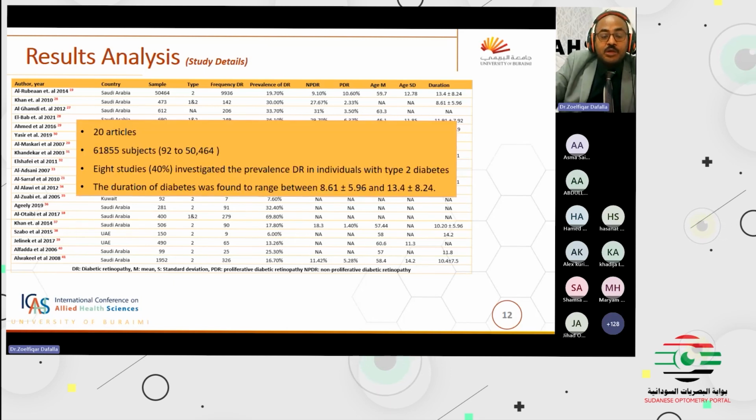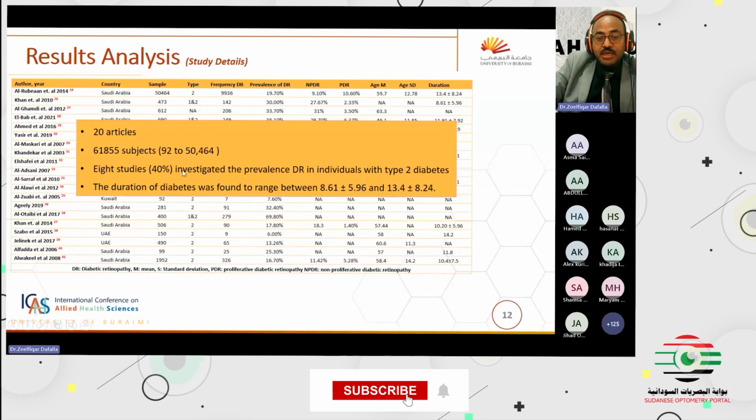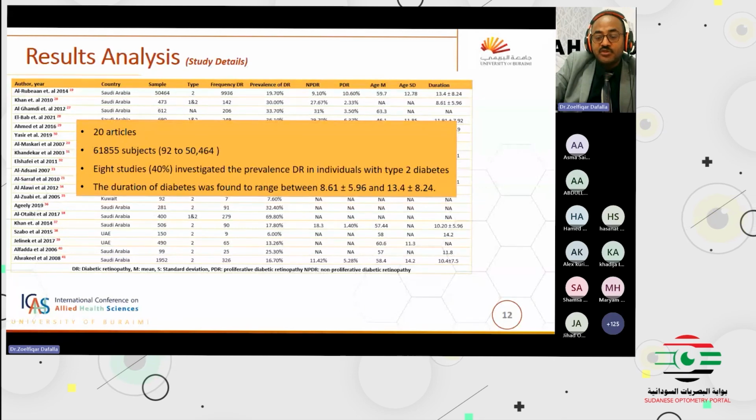Secondly, we need to do some highlights. We have 20 articles and 61,085 subjects, and the sample size starts from 92 in some studies up to 50,000. That means a big sample in one study. Eight studies, 40%, investigated the prevalence of diabetes in individuals with type 2, that means not type 1. The remaining 60% discussed type 1 and type 2 at the same time. But there are 40% that discussed type 2 diabetes.